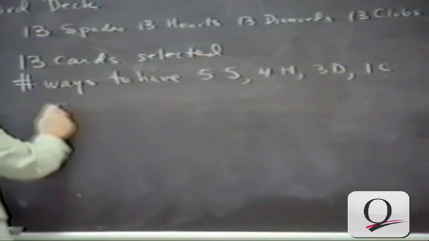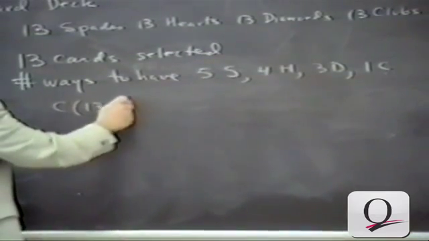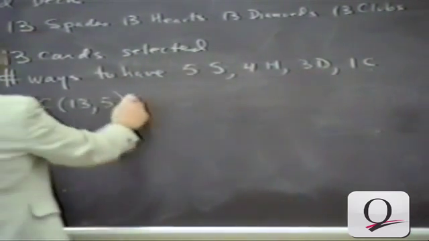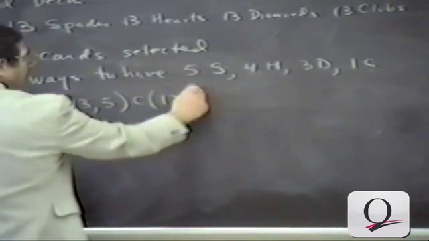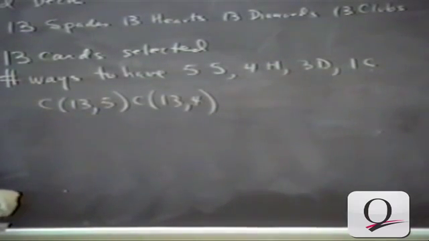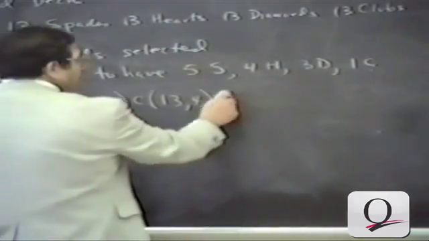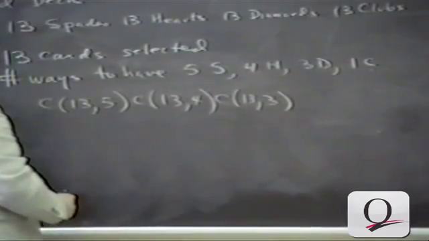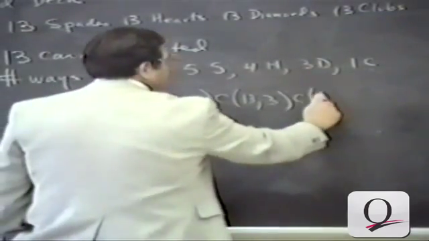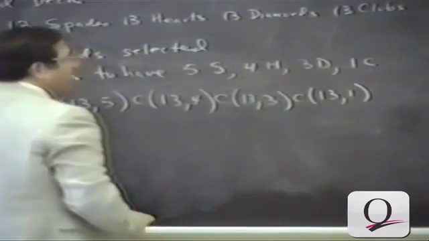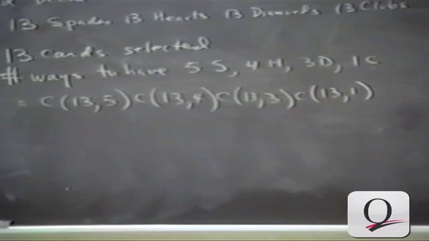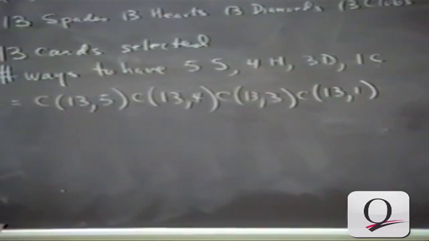So to choose the spades, it's C(13, 5). To choose the hearts, C(13, 4). And I multiply because I still use my counting principle. And the diamonds, C(13, 3). And the clubs, C(13, 1). That's the total number of ways. Okay, we won't compute that, but that certainly can be computed with our formula.